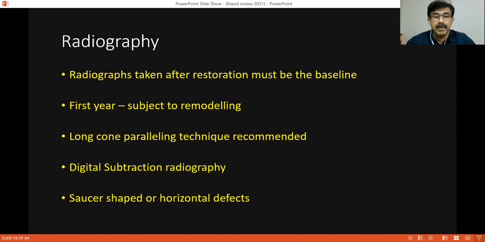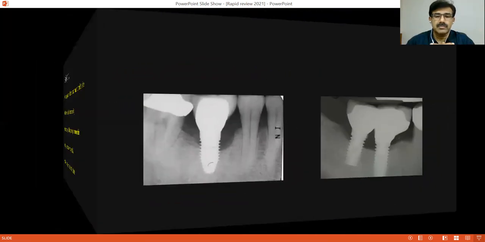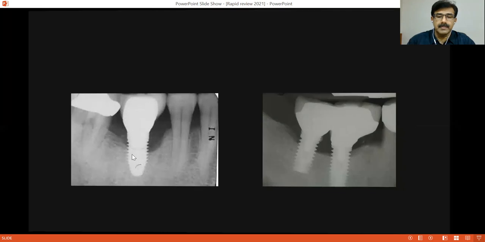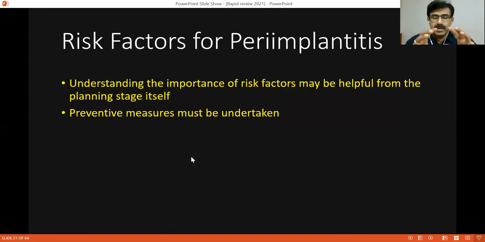Then only you can compare these radiographs and come to know that there is a change, bone loss or bone gain. So one good method is digital subtraction radiography, but that is not used in day-to-day clinical practice, it is used in research only. And the type of bone loss that you find around an implant is a horizontal or a saucer-shaped type of bone loss. This is the type of bone loss that you commonly find around an implant. Now, this is how you diagnose periimplant disease.